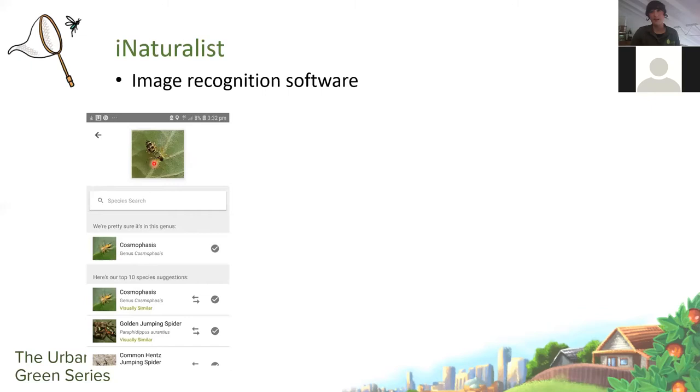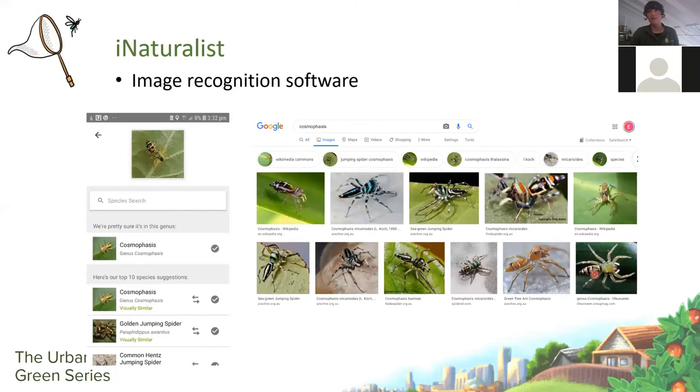First thing I do though is I pop the name of this recommendation into Google Images. And I have a look, and right here within the first 10 or so pictures, there's my spider. So iNaturalist was right after all.